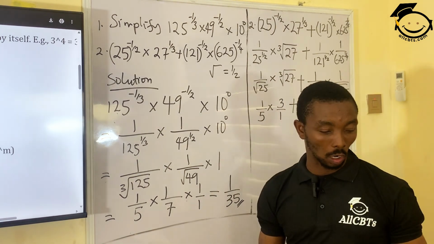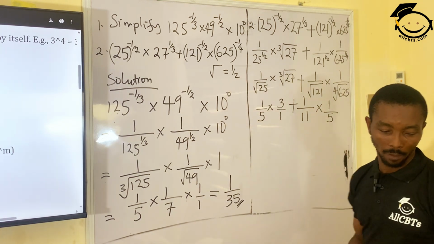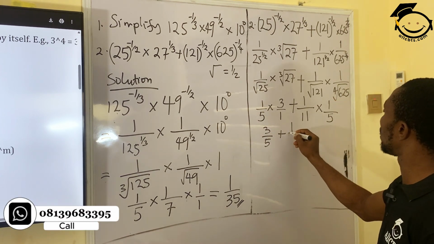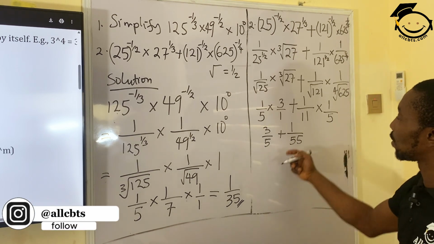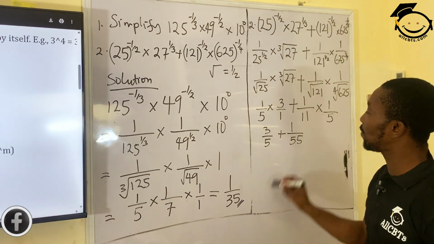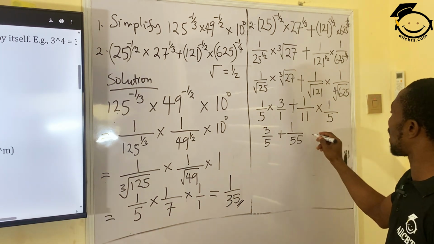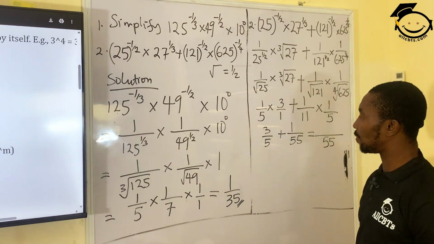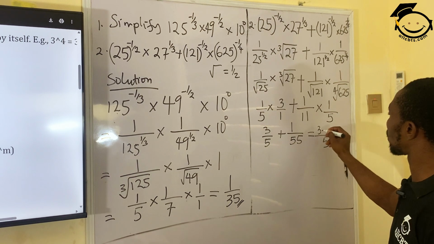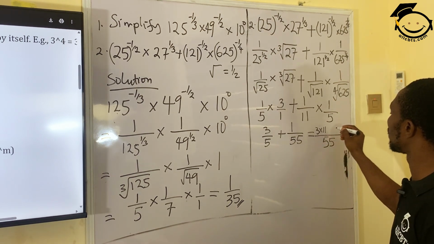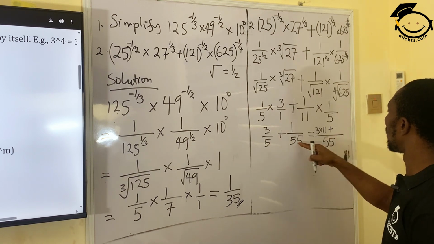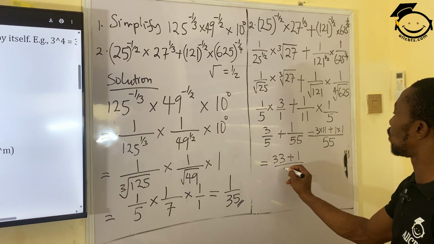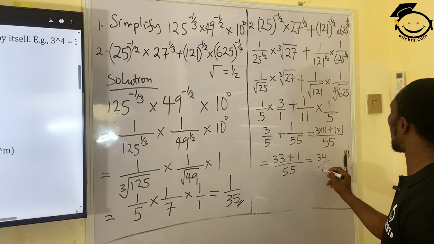Now, having this, we can collect our terms together. So we are going to have 3 times 1, 3 over 5, plus 1 times 1, 1, all over 55. 11 times 5, 55. Now, what is the LCM of 55 and 5? LCM of 55 and 5 will give us 55. So 5 into 55, 11. 11 times 3 will give us 33. So this will become 3 times 11 plus 55 here, 1 times 1. So 3 times 11 will give us 33, plus 1 all over 55, which is 34 over 55.